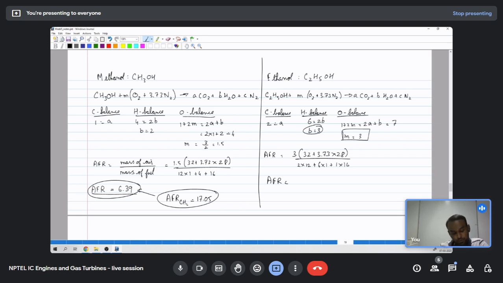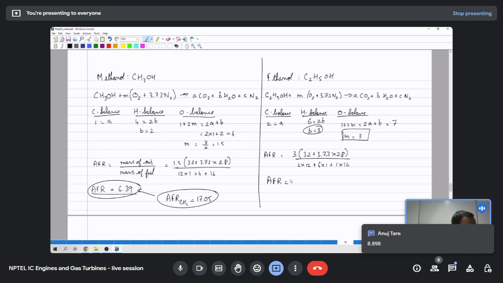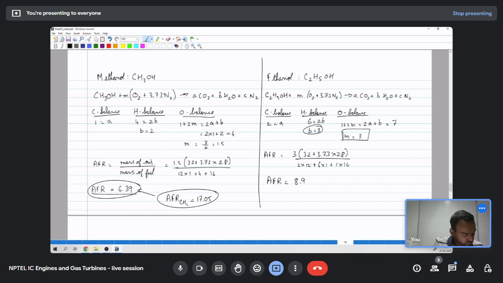So can you compute this? Yes, the answer is 8.898. So this can be approximated to 8.9.